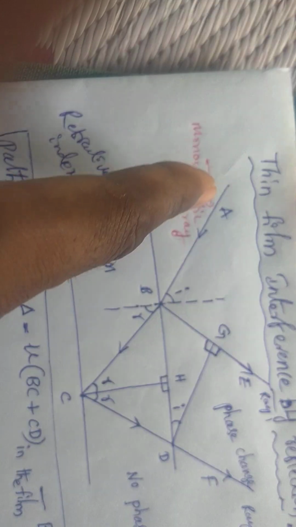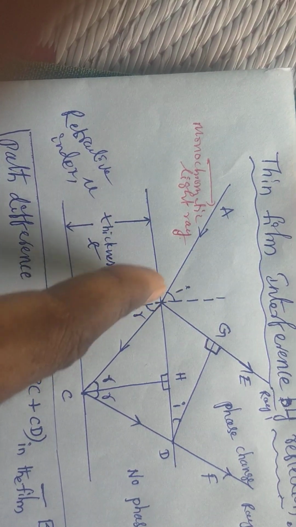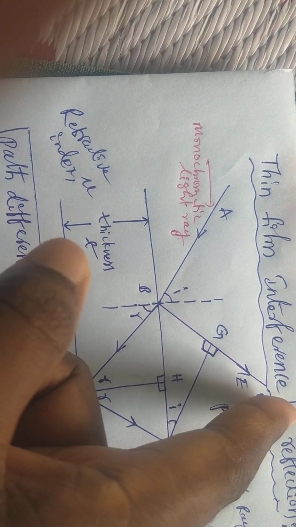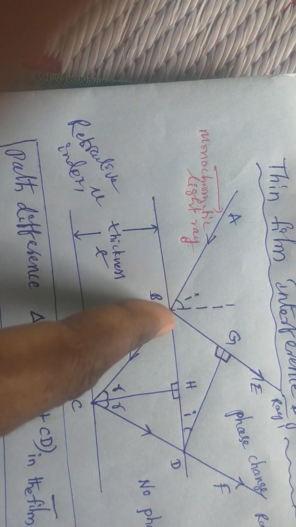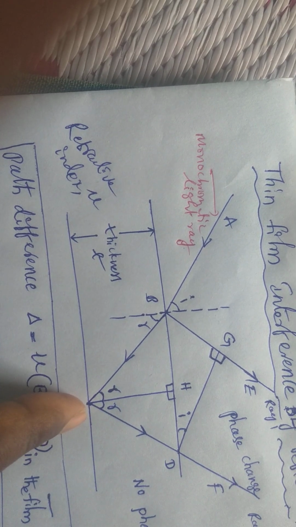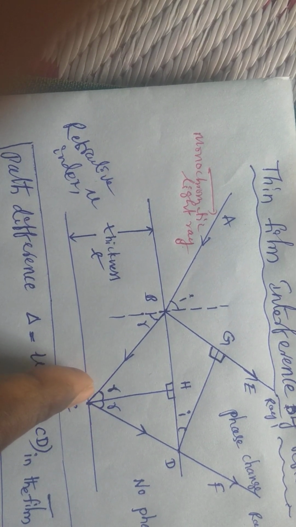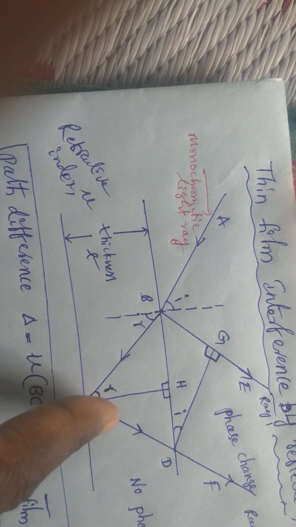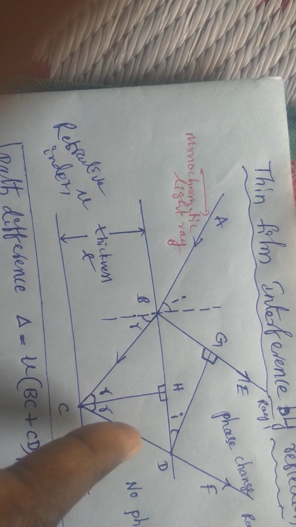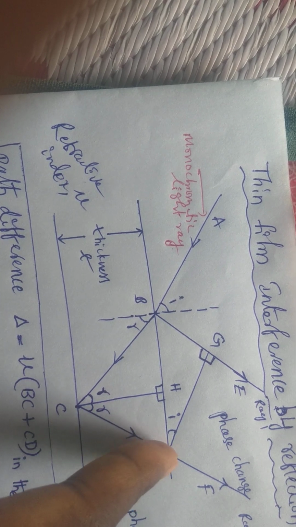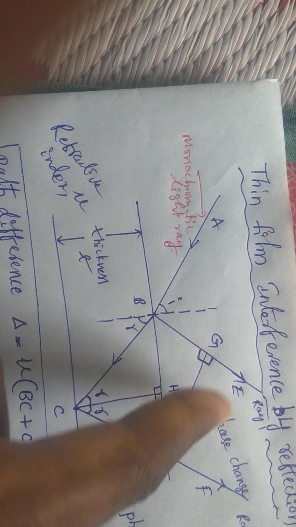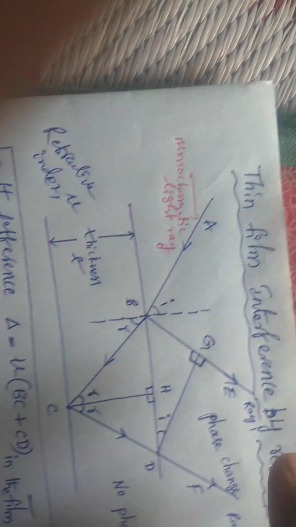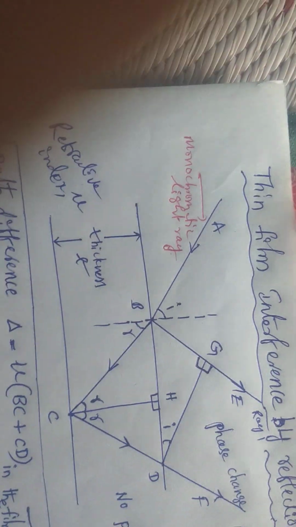Here the light is propagating, and at B some is reflected in the upward direction and the remaining light is transmitted through the film. Among the transmitted light, some portion is reflected at the lower surface of the thin film. This reflected light emerges to the upper surface of the thin film. These two reflected light beams superimpose with each other, so these reflected beams can produce the interference pattern.